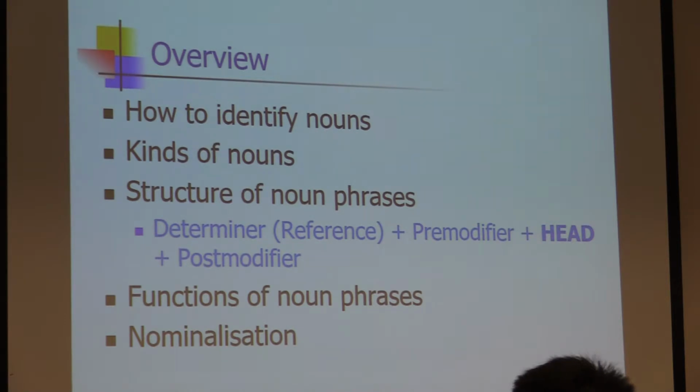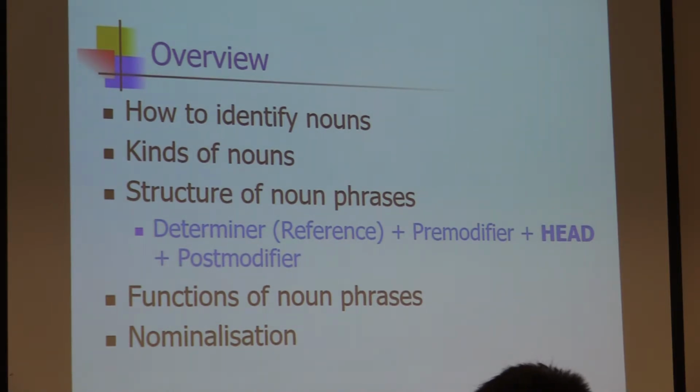Okay, function of noun phrases. Subject, object, complement. These are the common uses of the noun phrases. But they can also be in a phrase, it can be a pre-modifier. Remember they say an apple tree, apple.